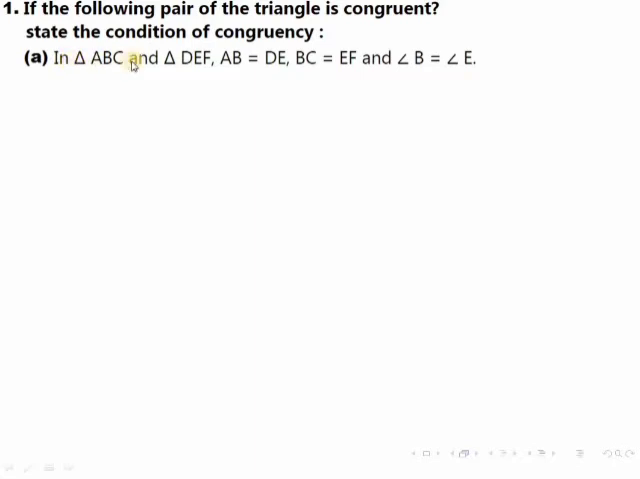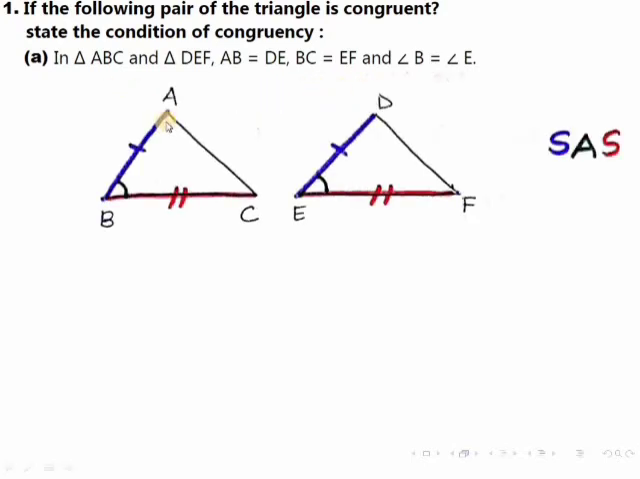So triangle ABC and triangle DEF are given. AB is given to be equal to DE, BC is given to be equal to EF, and angle B is given to be equal to angle E. Now this is what is given in words. Let's try to draw the diagram. See here carefully, draw triangle ABC, draw DEF.